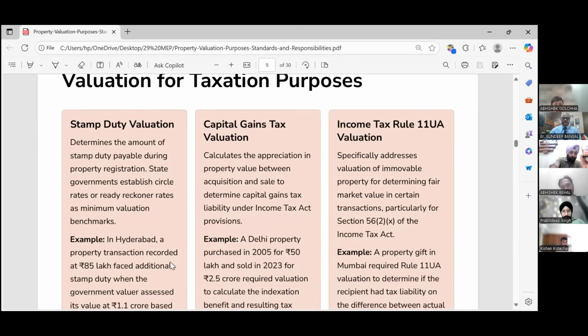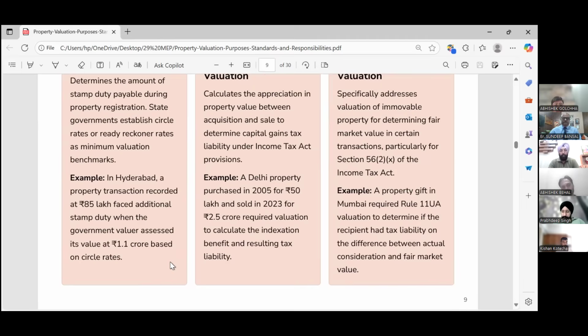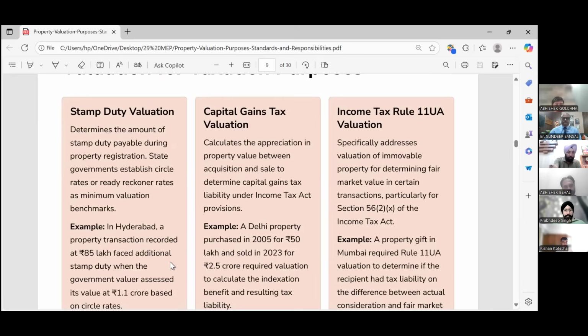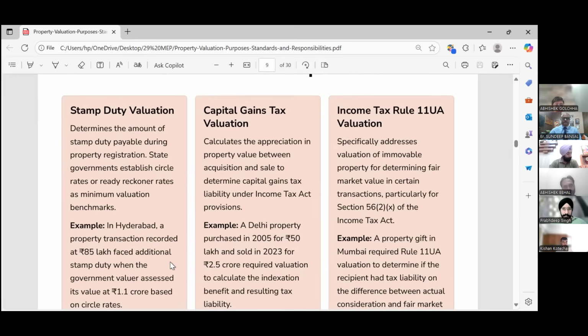So, for example, in Hyderabad, a property transaction recorded at 85 lakh faced additional duty when the government value assessed its value at 1.1 crore based upon its circle rates. Friends, these are not the only purposes of valuation, these may serve as additional avenues for you. You may consider that these purposes may be fruitful for generating new avenues in your profession.